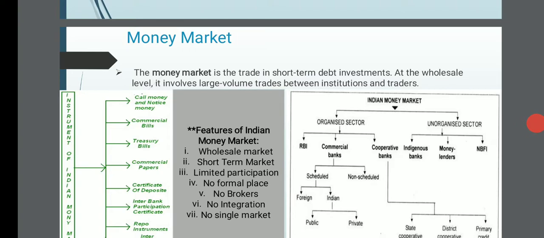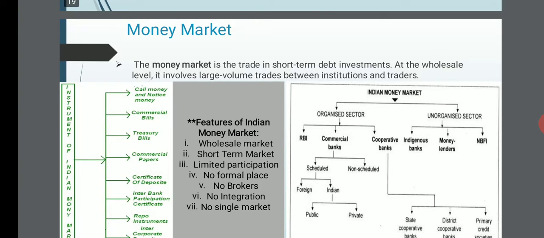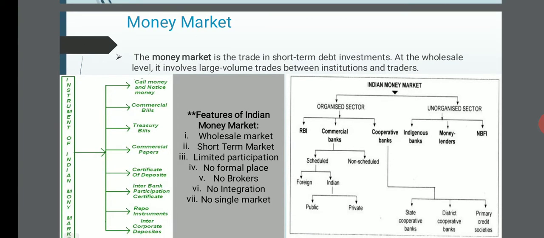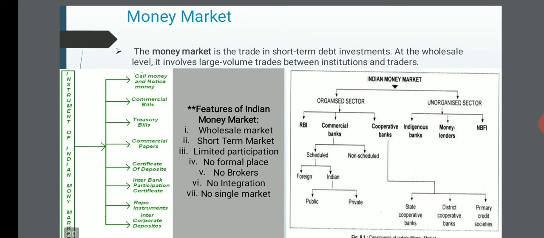At the wholesale level, it involves a large volume trade between institutions and traders. What the money market actually does is that it is a short term debt instrument market, which means if in case some corporate have fund surplus and other corporate is having fund deficit, then this market through various instruments helps the funds to flow from surplus to deficit area.